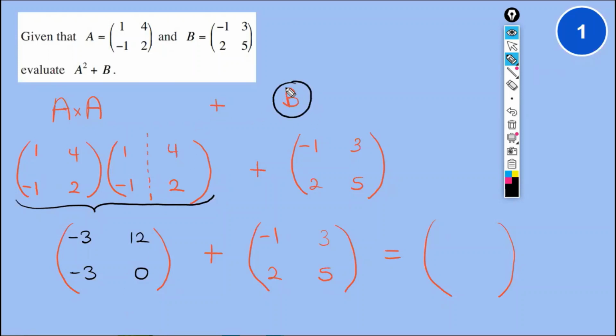And the addition is easy. You just have to add everyone in the same position. So not too hard here. The minus 3, we add to the minus 1, and we're going to get minus 4. We're going to get 15, minus 1, and 5. Looking correct there? This is my final answer.